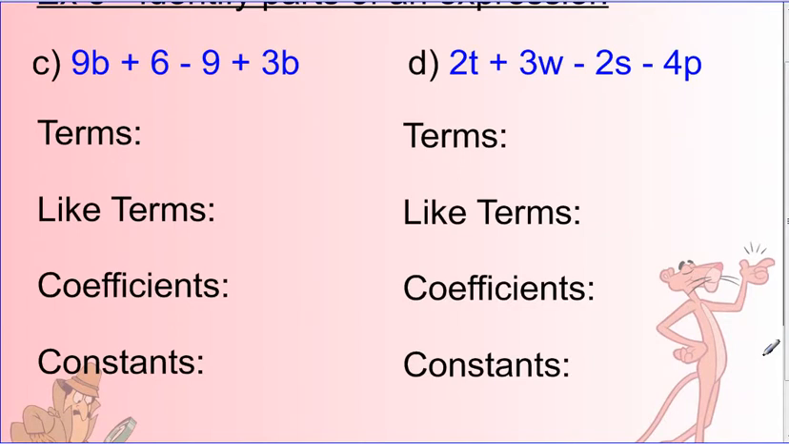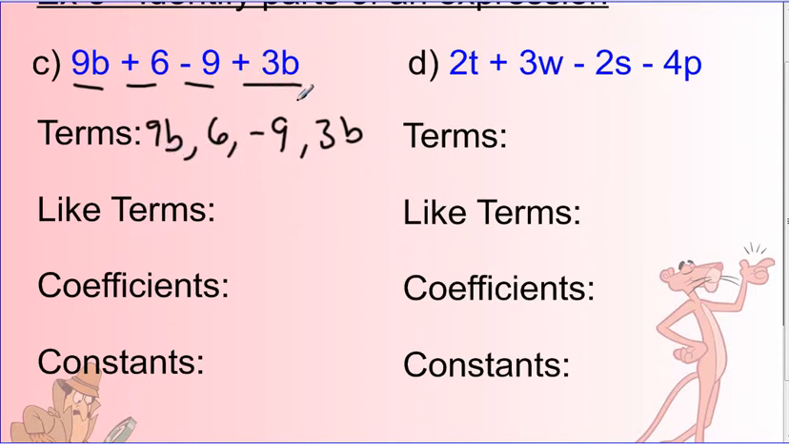Okay, letter C. Let's see what we got here. Terms. We've got change color, black, 9b, 6, negative 9, 3b. Those are my four terms. Like terms. What stuff has the same variable? Well, I have a 9b and a 3b. I can add those together or subtract them. But I also have this 6 and this minus 9.